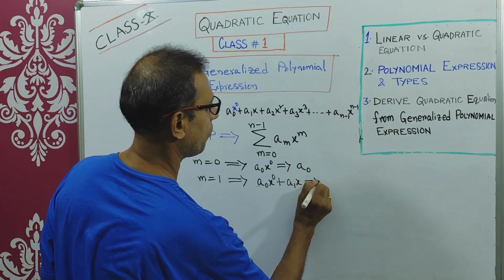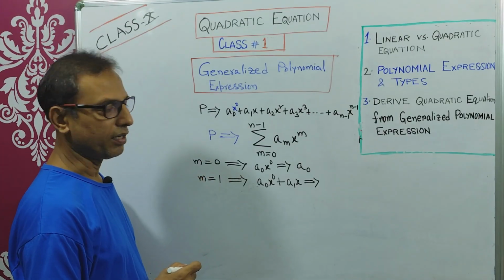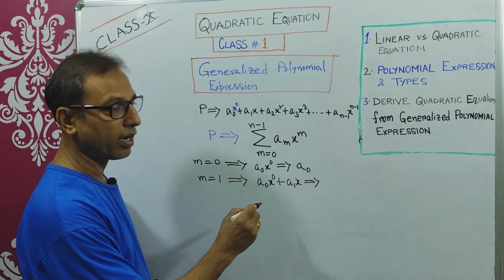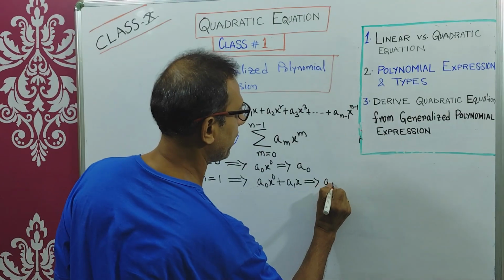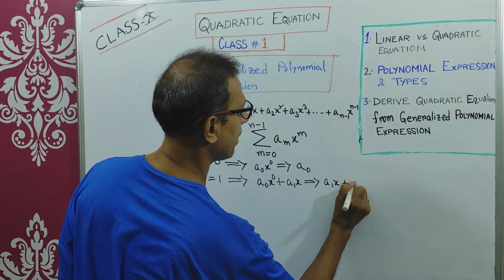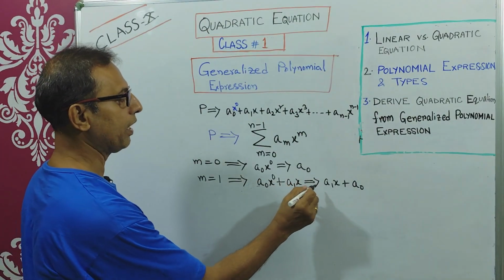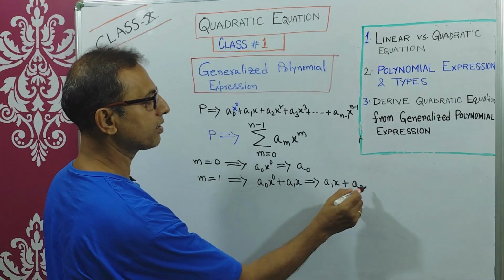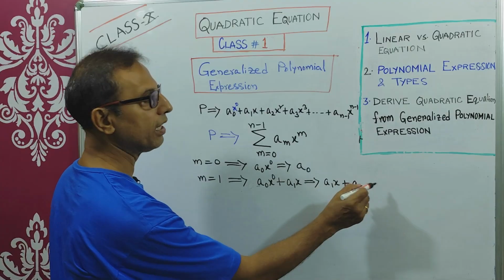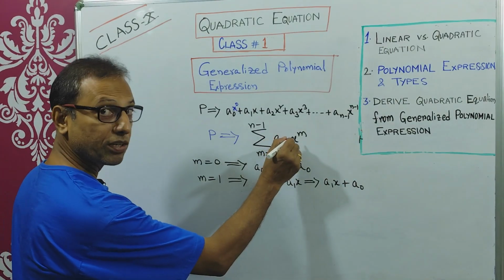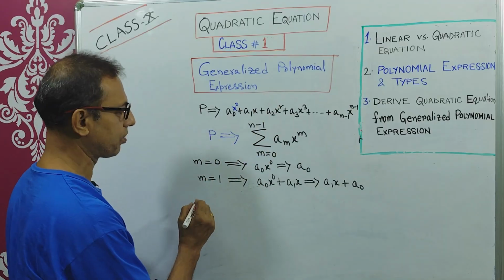So what did I say? In the polynomial expression, the degree of the equation or the power of the variable will be in descending order. So you write down in this way, a1x plus a0. x to the power 0 means 1. So a1x plus a0. So what is the type of polynomial? It is binomial with degree 1. So binomial linear equation. From the generalized expression, you can derive all type of equation, right?